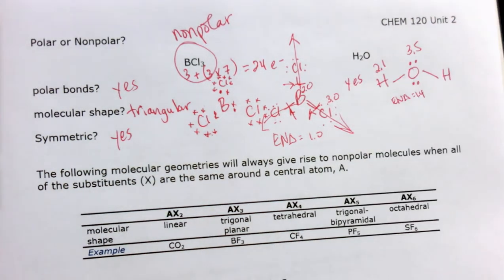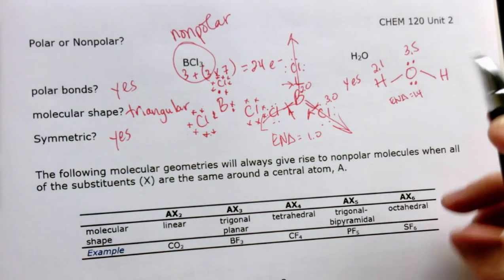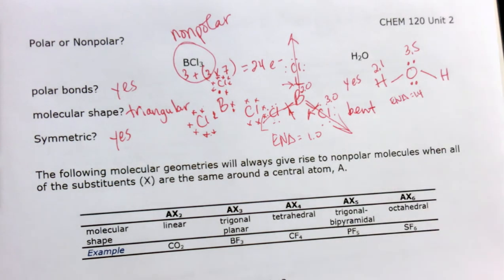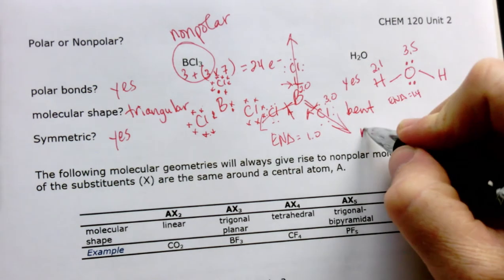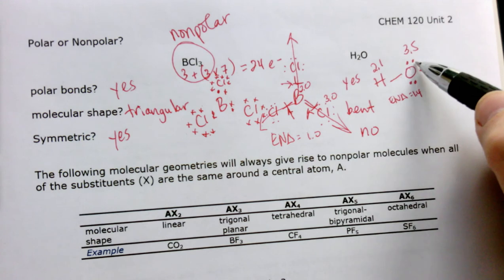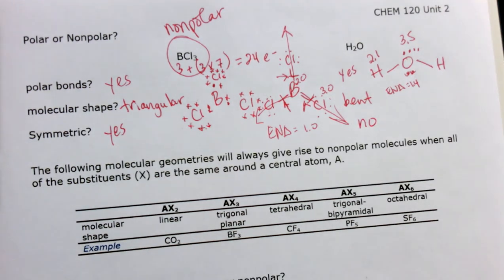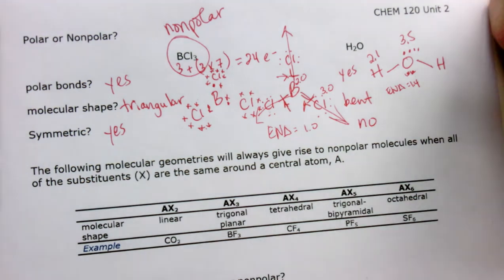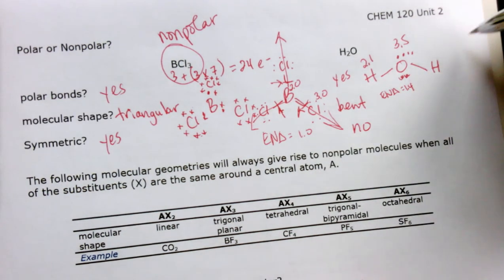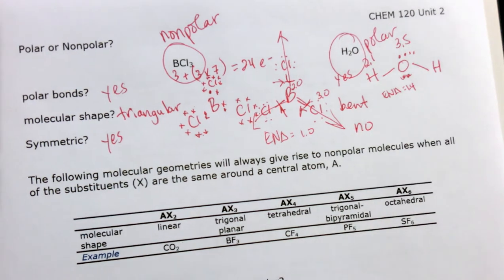The molecular shape is 2 bonded pairs, 2 lone pairs, so it's bent. And it's not symmetrical. Because of these electrons pushing down, and it's actually more like this, they're both pushing the hydrogens down. You don't have the same angle, so it's not like a direct tug of war. So it's not symmetrical. So because of that, it is polar.